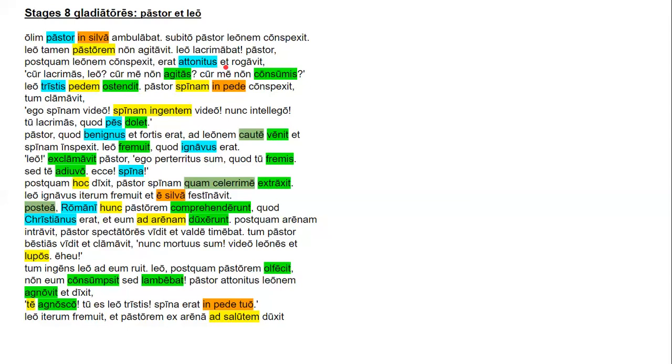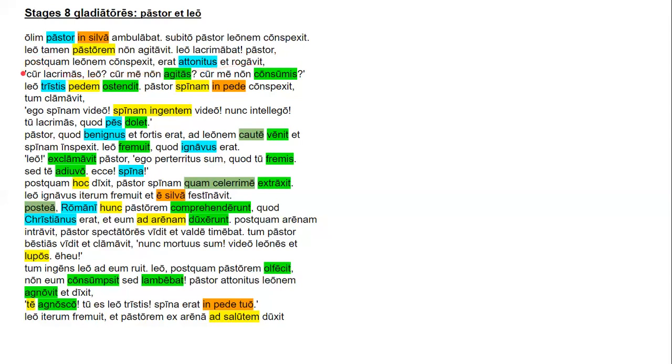Et, this is a conjunction. It's letting you know that there's two verbs for this sentence. So he was astonished, and rogavit, this is a perfect tense verb from rogo. And rogo is the verb that we get the English word interrogate. It means he asked. So let's put it all together. The shepherd, after he saw the lion, was astonished and asked. Okay, and now what did he ask?